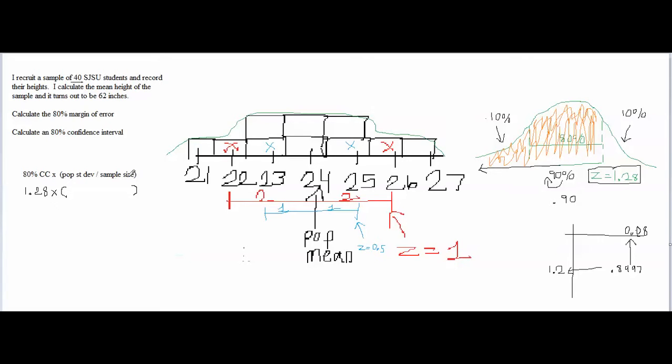The problem is, how do we know what the population standard deviation equals? How do we know what the standard deviation of the heights of all SJSU students equals? Well, since this is just a made-up problem, we could hypothetically say that somehow we know what it equals. What if I told you the population standard deviation equals 2.8?